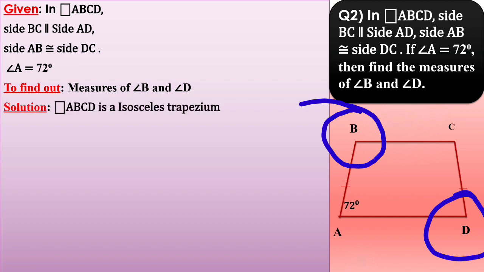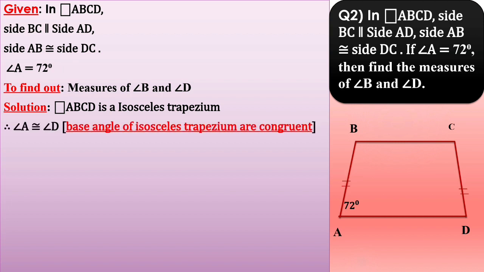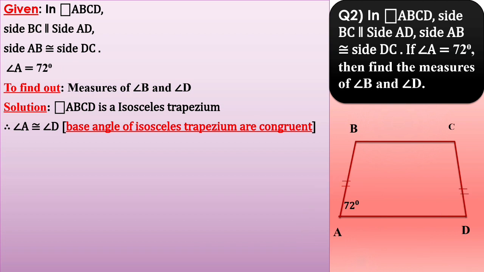Solution. Quadrilateral ABCD is an isosceles trapezium because the two non-parallel sides of the trapezium are congruent. So this trapezium is an isosceles trapezium. Angle A is congruent to angle D because base angles of an isosceles trapezium are congruent. This is the property you have to remember. Whenever it is an isosceles trapezium, it means the base angles are congruent. And angle A is given 72 degree, therefore angle D is also 72 degree.